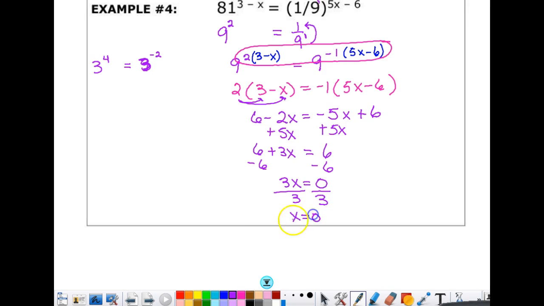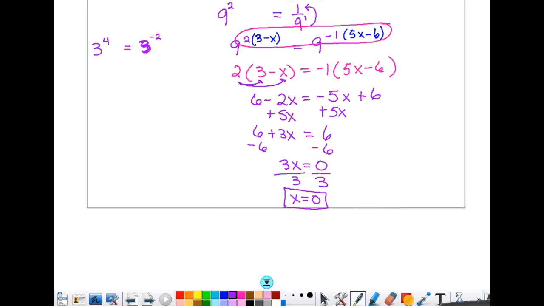Okay, so x equals 0. You can divide by a 3. We divided by a 3 here. You can't divide by a 0, but we divided by a 3. Okay? So that's 4 problems, kind of how to do that. You get the bases the same.